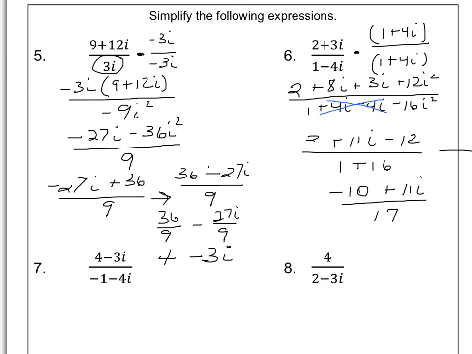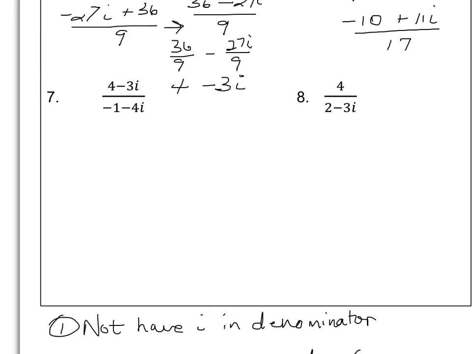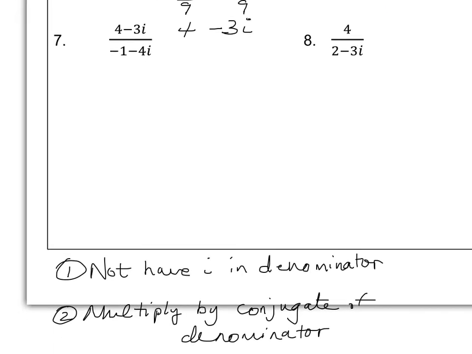All right, let's move along and take a look now at 7 and 8. Again, on 7, we're going to multiply by the conjugate, which is negative 1 plus 4i. And on the top, we're going to multiply by negative 1 plus 4i. So when I do it on the top, I've got to FOIL, because again, I've got 2 binomials. So first times first is negative 4. Outsides is 16i.